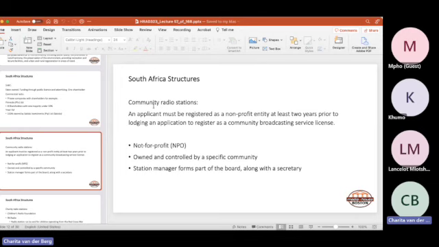Community radio stations: an applicant must be registered as a non-profit entity at least 2 years prior to lodging an application to register as a community broadcast service license. So this is kind of the structure in South Africa. So you can be not-for-profit, so NPO, owned or controlled by a specific community, and the station manager forms part of the board along with your secretary.